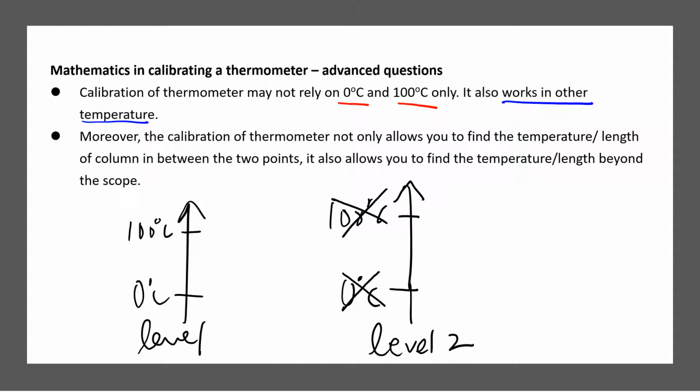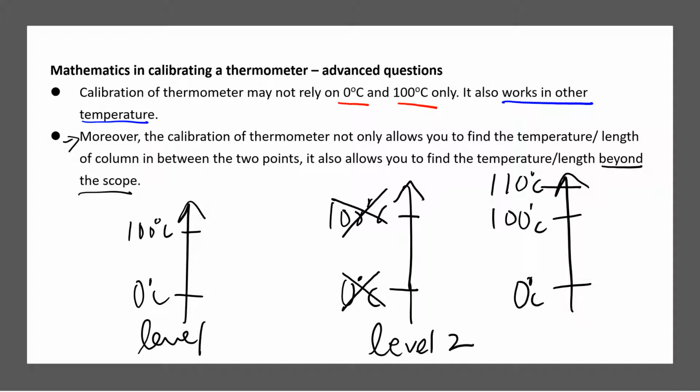We use other temperatures. Moreover, the calibrated thermometer not only allows you to find the temperature or length within the scope, but also beyond it, outside the calibration temperatures. For example, given 0 and 100, you can find 110. So this is a very general idea. You can find any temperature as you wish.